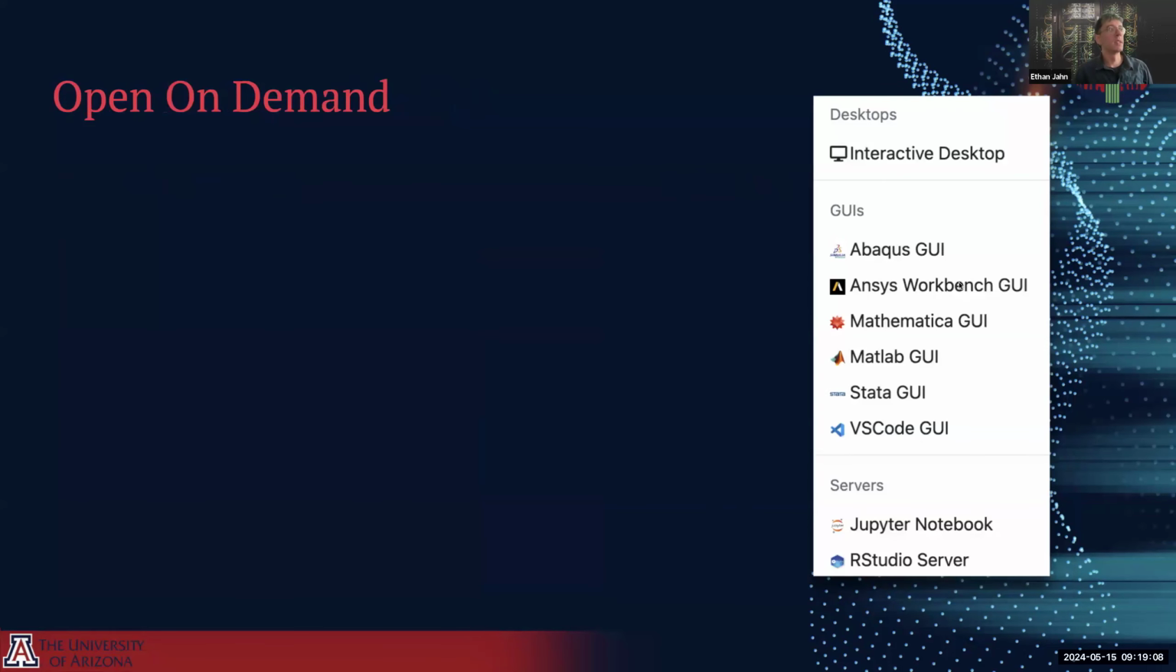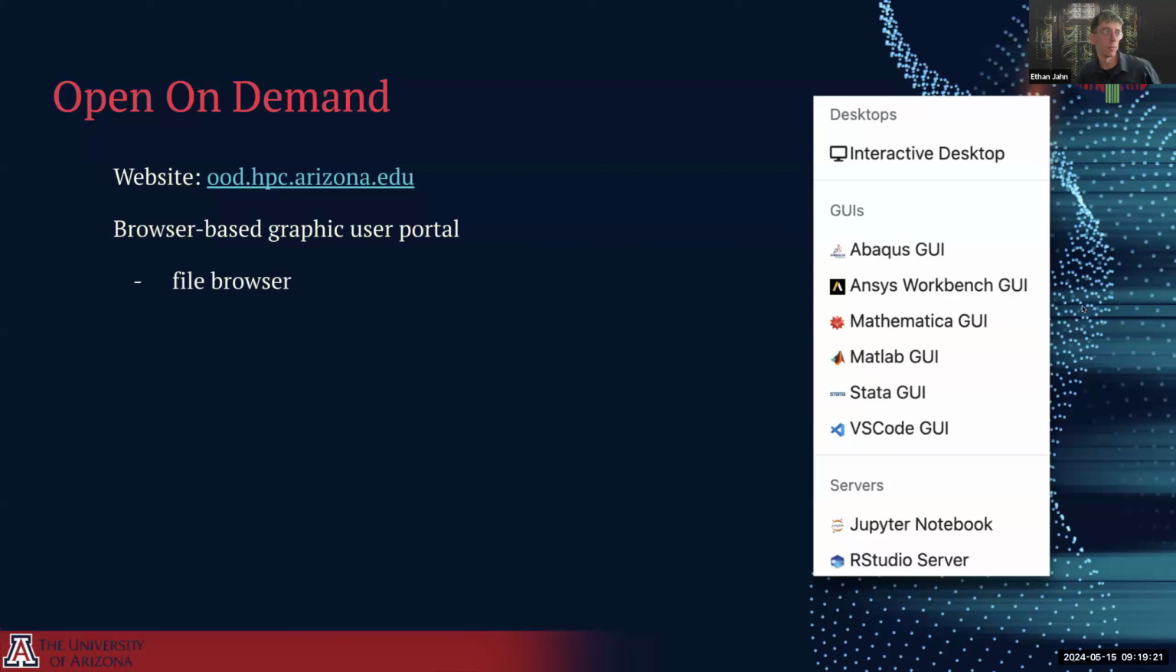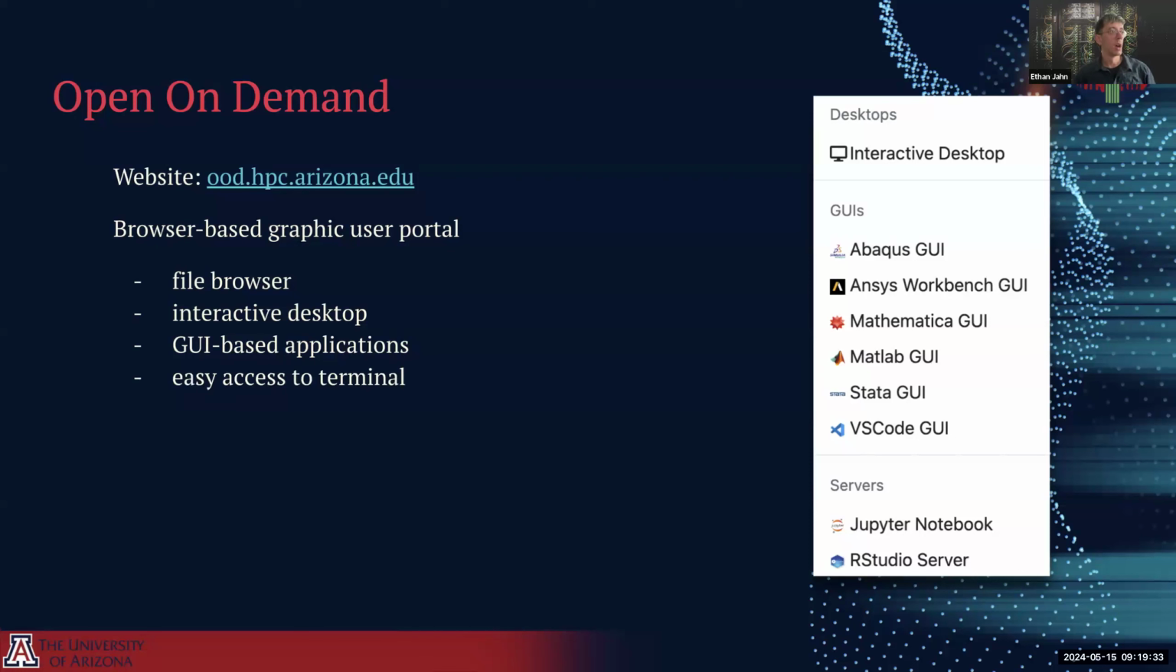So Open OnDemand, that's the name of our browser-based interface. The website is ood.hpc.arizona.edu. You log in there, and you'll have access to the browser-based graphical user portal. So this enables you to do a lot of things, such as browse your files, go to an interactive desktop, access GUI-based applications, which you see on the right here. GUI standing for graphical user interface. Also easy access to the terminal.